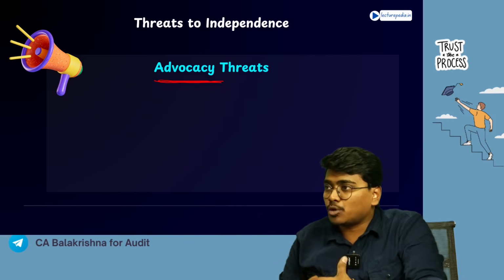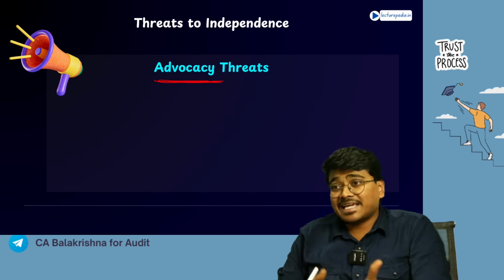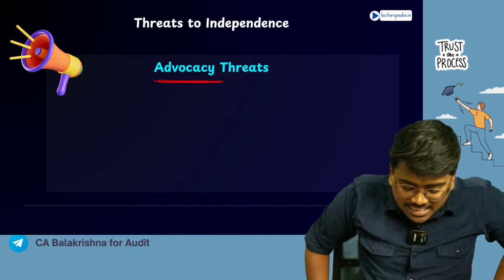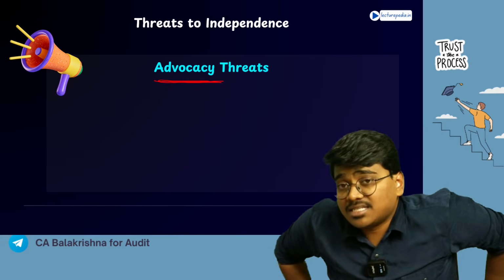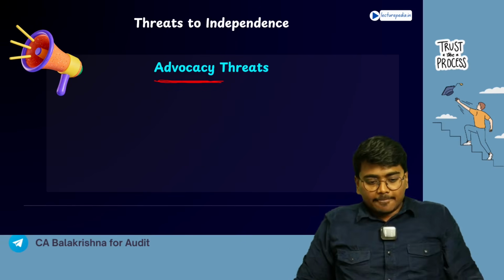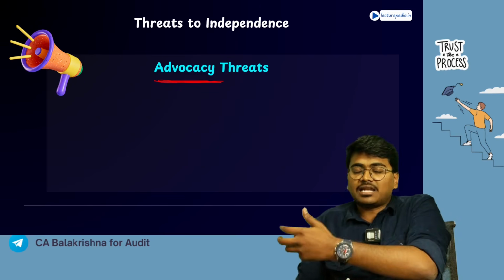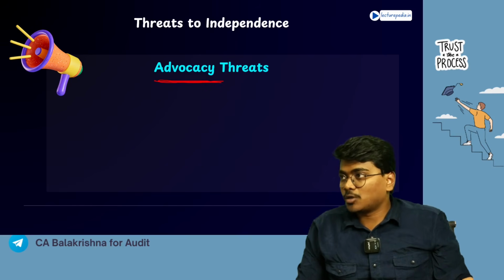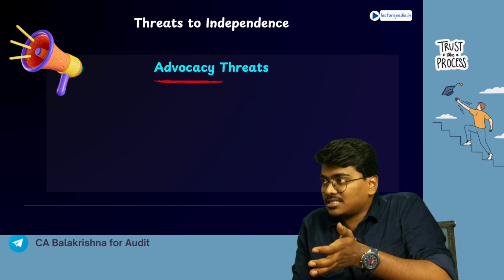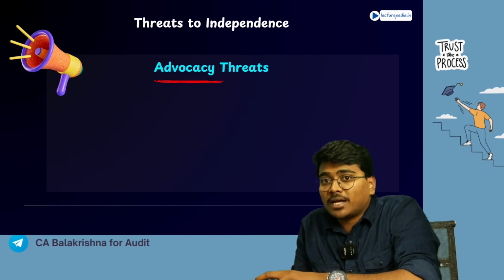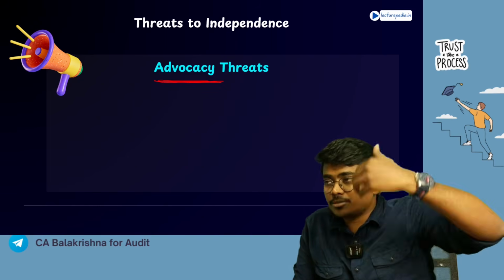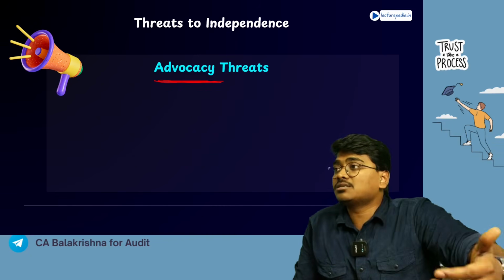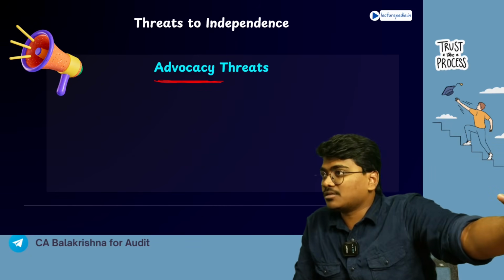Okay, advocacy means promoting or taking the side of the client. So this might create an advocacy threat. Advocating the client will make you lose independence. Got it? See, all these threats we are discussing are situations in which you might lose independence, whether it might be self-interest, self-review, or advocacy. In all these situations, you are losing your independence. Got it?